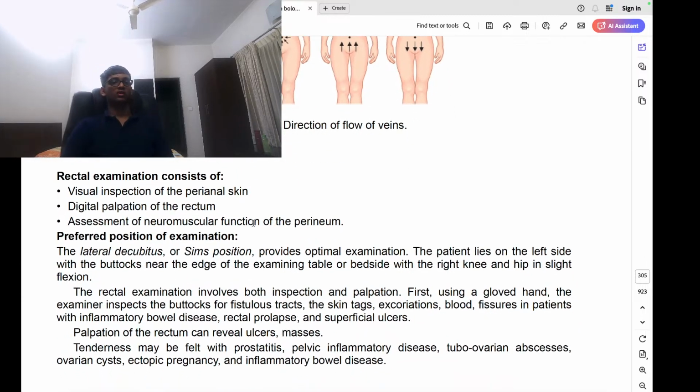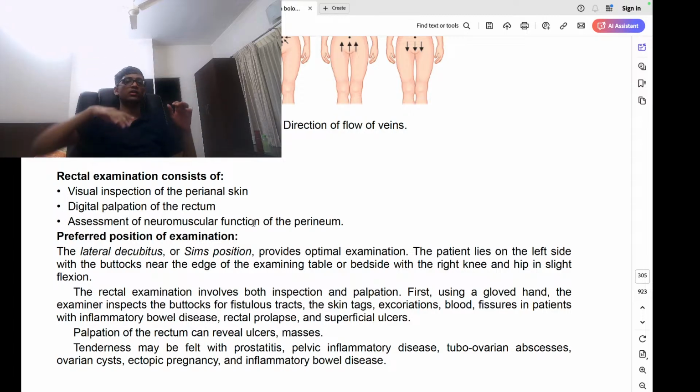Per rectal examination consists of visual inspection of the perianal skin, digital palpation of the rectum, and assessment of neuromuscular function of the perineum. The preferred position of examination is lateral decubitus or Sims position. You can remember it as the way Sims sleeps, but it's not the actual reason. I think Sims is a doctor's name. Lateral decubitus or Sims position produces optimal examination.